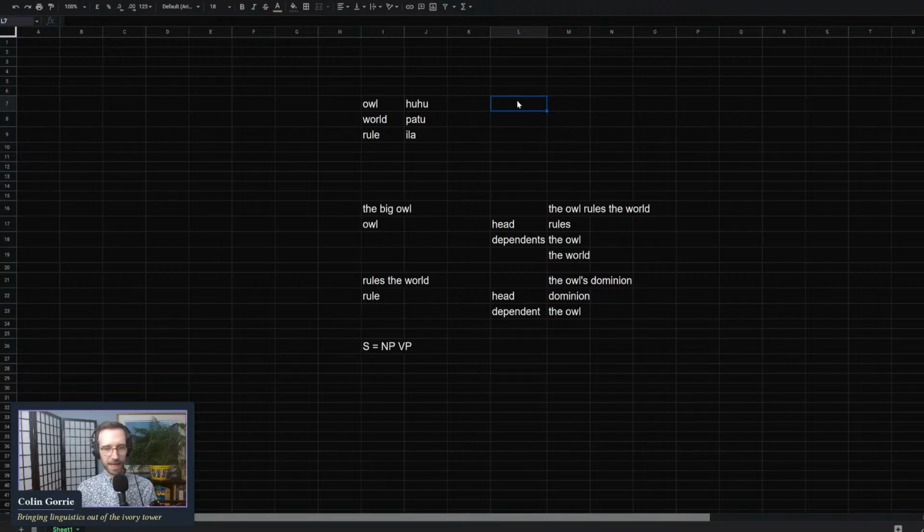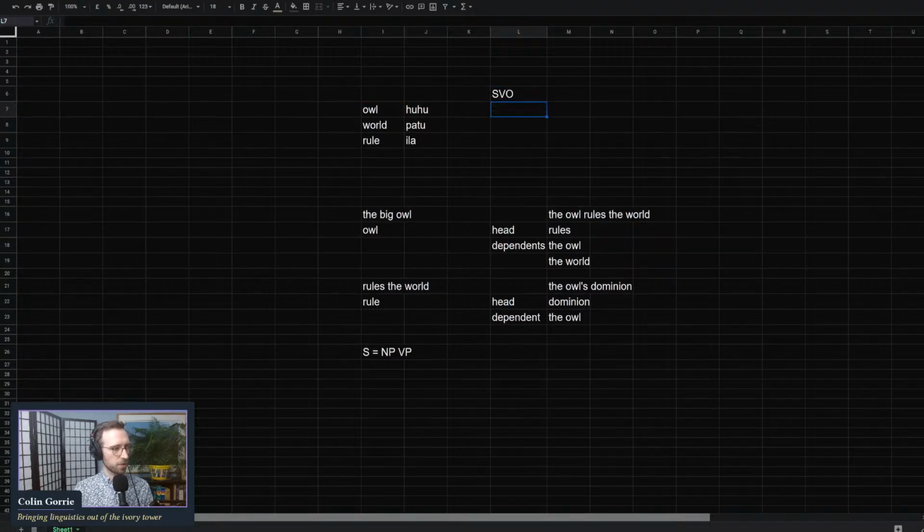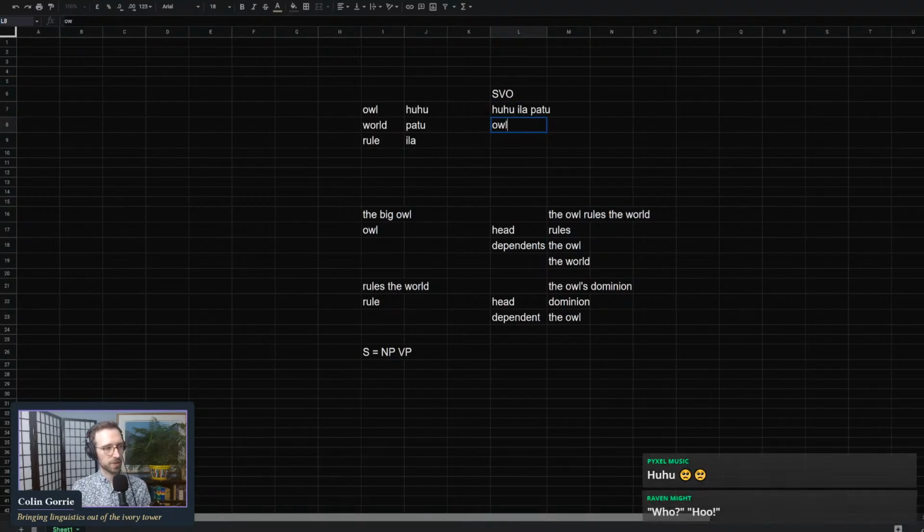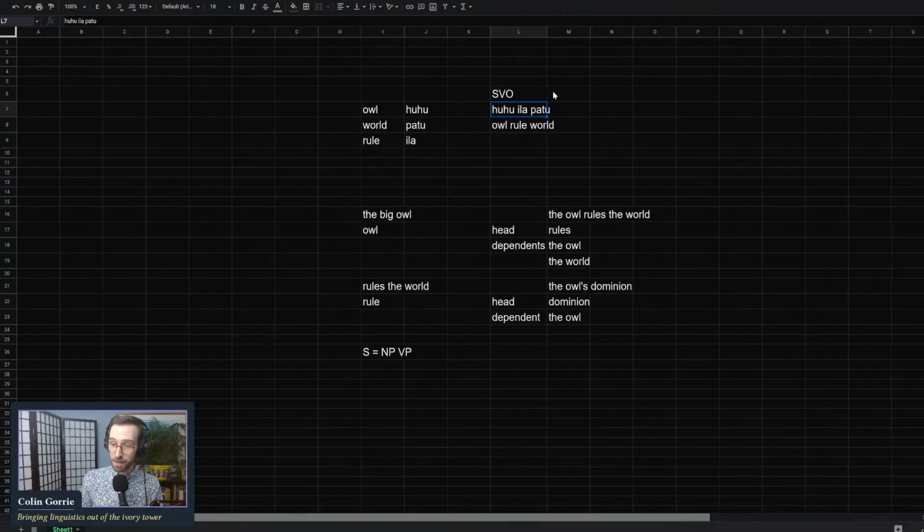So let's assume that we have an SVO word order. If we have an SVO word order and nothing else that we know about the language, if we want to say the owl rules the world, we would say something like hoo-hoo ila patu, which we gloss as owl rule world. Okay, just ignoring agreement. There are two dependents here, right? We have owl and world. So if this were a language that used case marking to mark the specific relationship of the dependent noun phrases to the head, the verb, then we would put something maybe on the end of these.